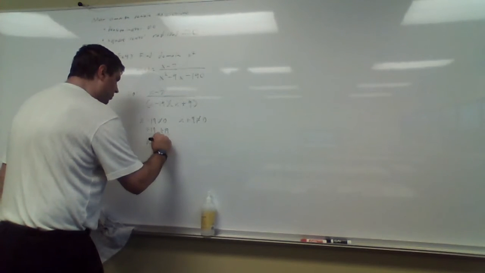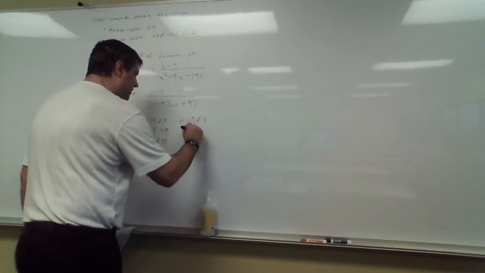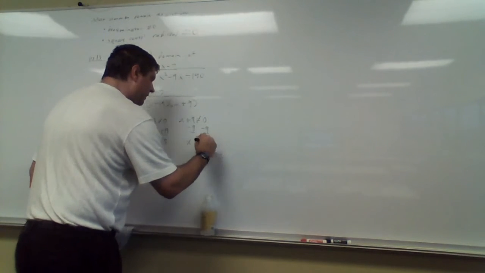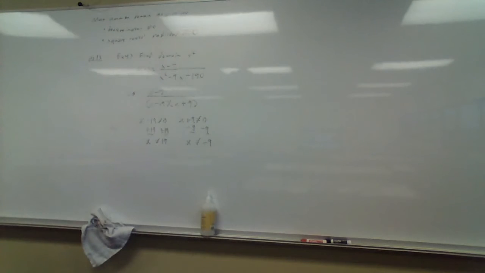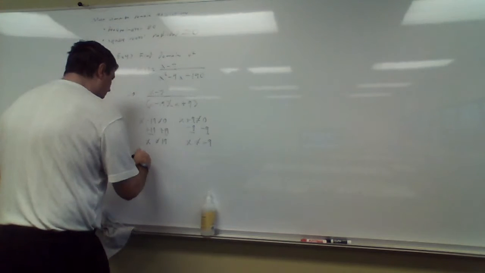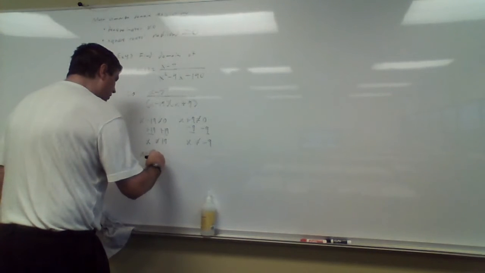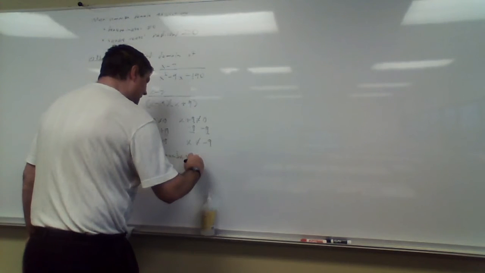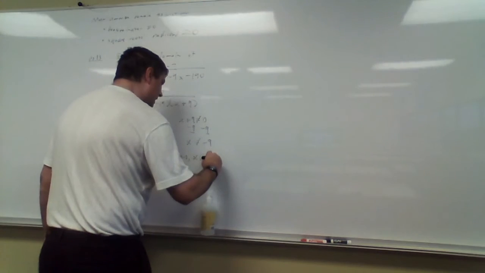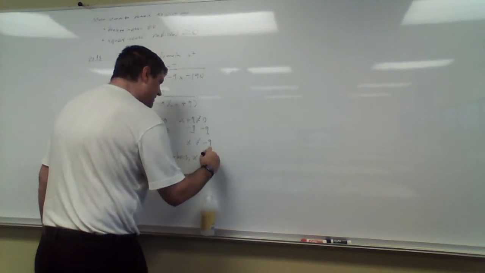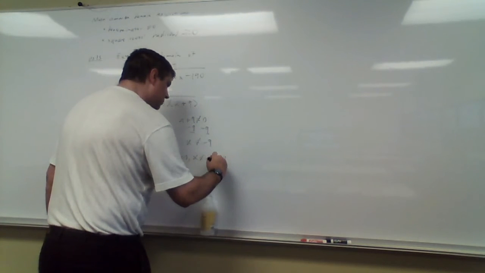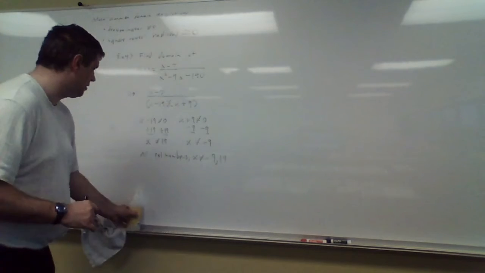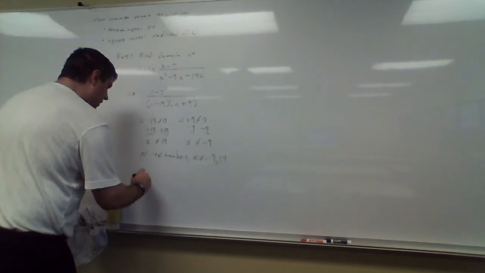X cannot equal 19. We subtract our 9. X cannot equal negative 9. Now, the traditional way of saying this would be to say all real numbers, with the exception that x cannot equal negative 9 or 19. Interval notation is a little bit more complicated.